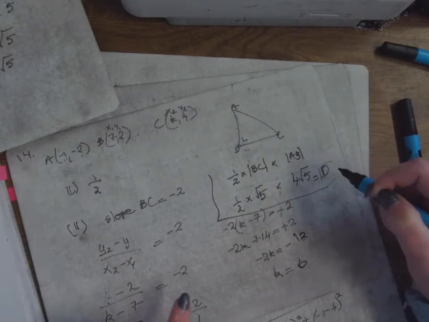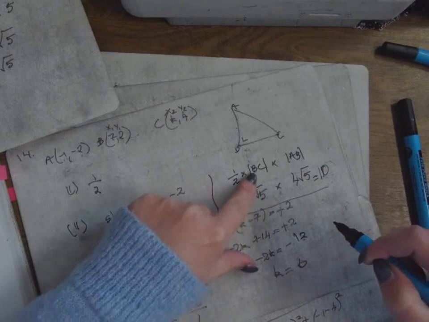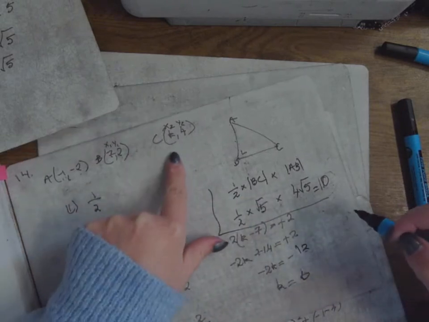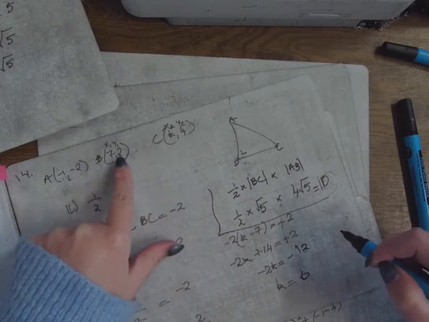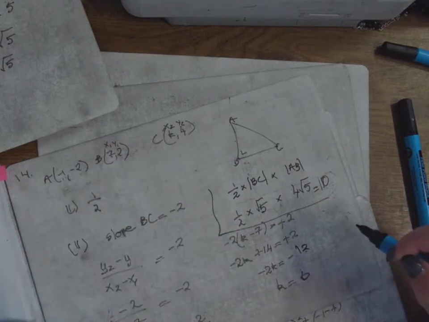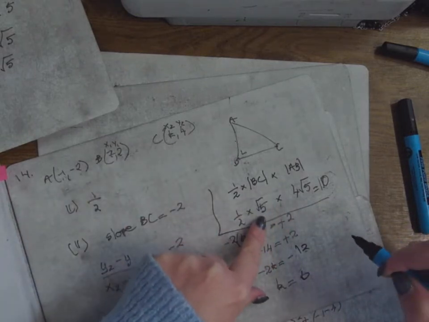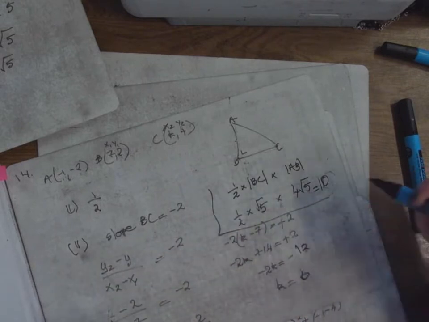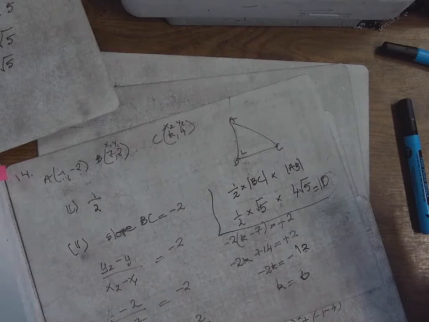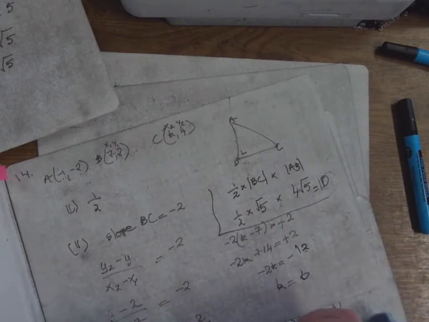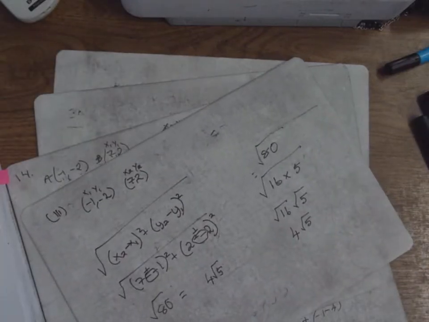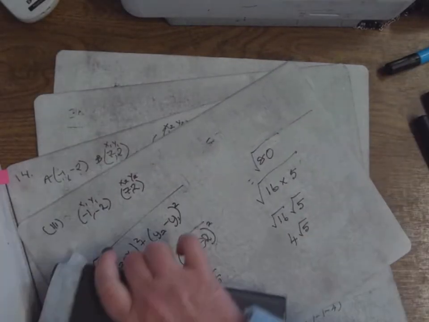Is that alright? So BC you haven't done, the length of BC, so you have to take your points B and C, so you now know C is 6. So you're taking 7, 2, 6, 4, filling out the distance formula, and your answer will be root 5. And then you multiply a half, multiply by root 5, multiply by 4 root 5, and that gives you 10. Is that okay? Are we okay with number 14? We good? Right, okay. So area of a triangle is next.